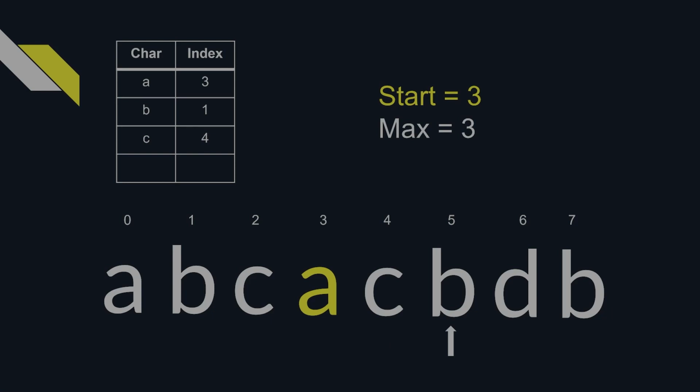Let's move on with the next letter. Again, we saw a B before, so we follow the same steps as before. We check for the length of the string starting from start. It has a length of 2, which is not more than our max.